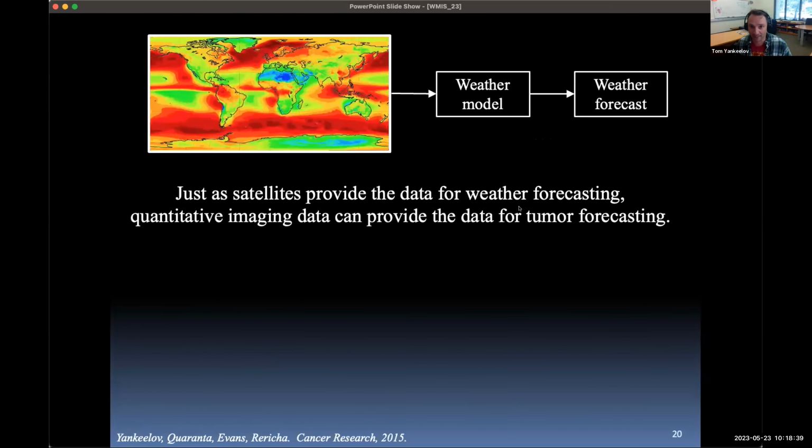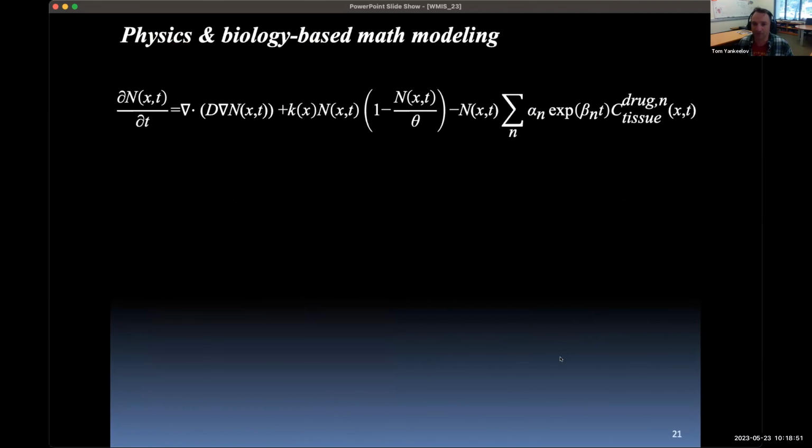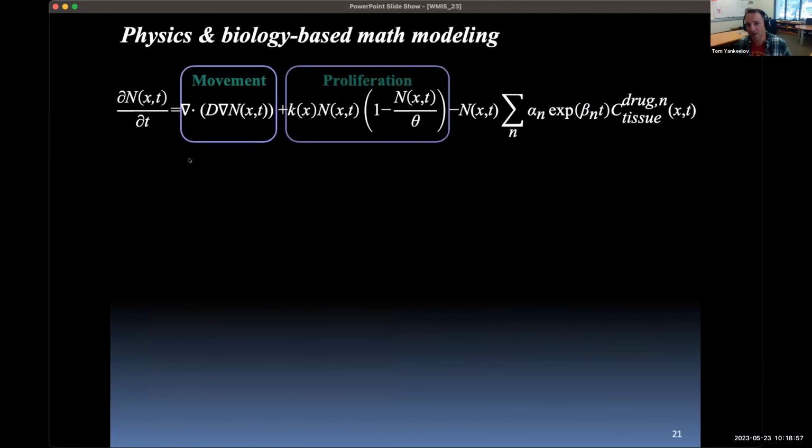So back to our little metaphor here with our weather model. Global map of humidity along with pressure gradients and temperatures and so forth going into your weather model to make a weather forecast. Now we have these measurements of perfusion and cell density going into a tumor model to make a tumor forecast. So here's back to our model right here that we saw before. There's our movement term, our proliferation term, and our treatment term.